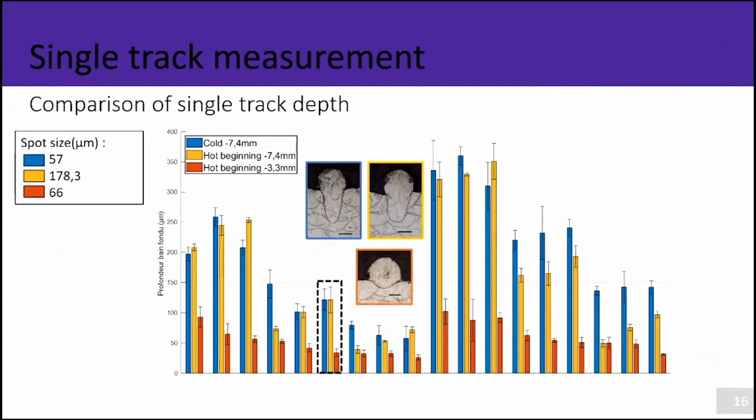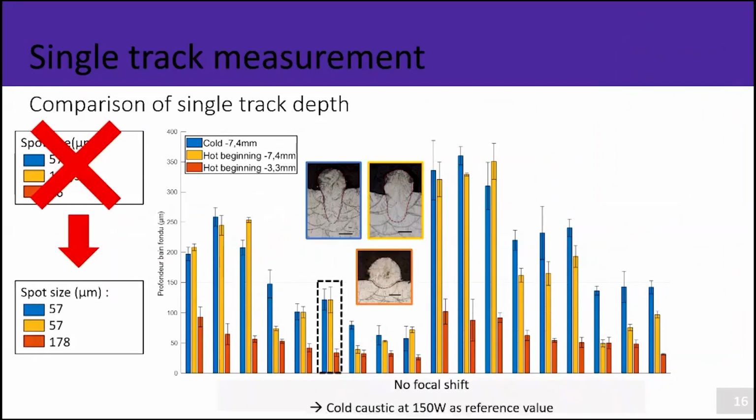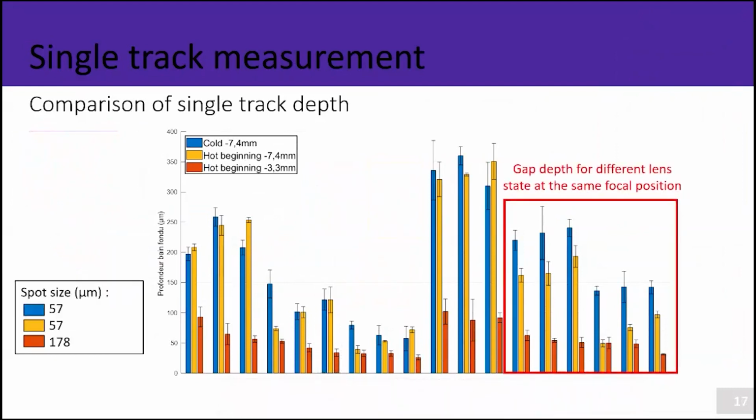And here we can see that in this example the cold state at the cold focal points is also the same as in the hot state but with the cold focal point too. It means that here we can suppose that finally we don't really observe the focal shift that we measure by the laser analysis, and I choose to work with the cold caustic at 150 watts as a reference value.